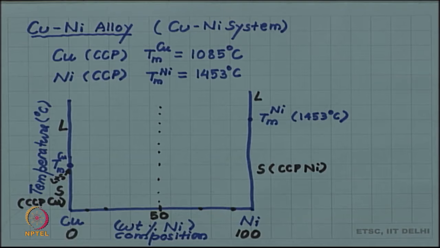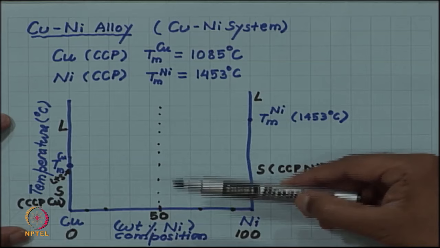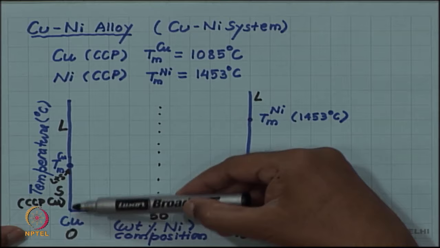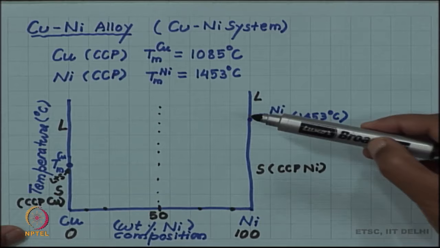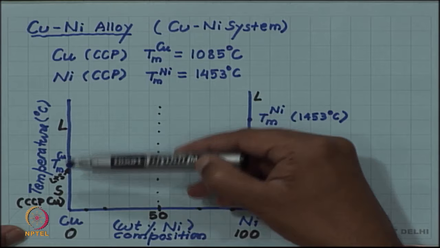Now, can I draw a phase diagram for this 50% copper, 50% nickel alloy? I had the one-dimensional phase diagram for copper, where the only important point was the melting point of copper. I had a one-dimensional phase diagram for nickel, where the only important point was the melting point of nickel, and I knew all the phases. Above the melting point, it is liquid, below the melting point, it is solid, and at the melting point, liquid plus solid.